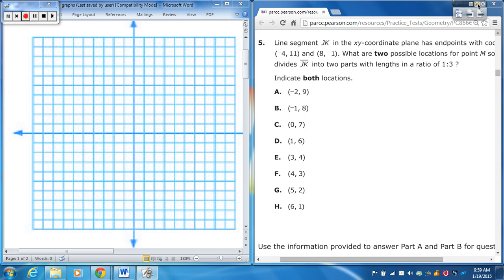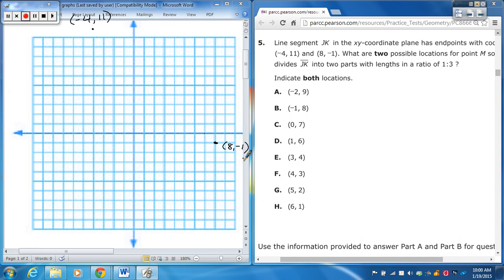So here's what we're given in number 5. Line segment JK in the XY coordinate plane has endpoints with coordinates negative 4, 11. Okay, I'm going to graph that first. 1, 2, 3, 4, and then this is 10, so that'll be 11. I know it's off the graph, but I can just use that right there. And then 8, negative 1. 1, 2, 3, 4, 5, 6, 7, 8, negative 1.